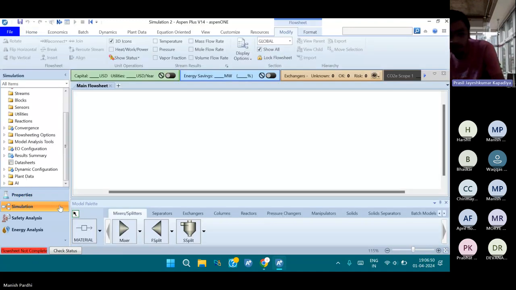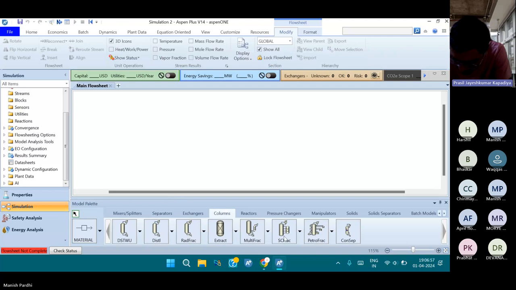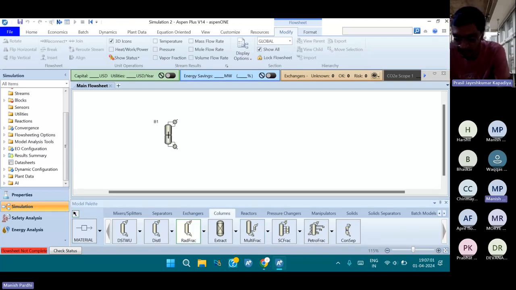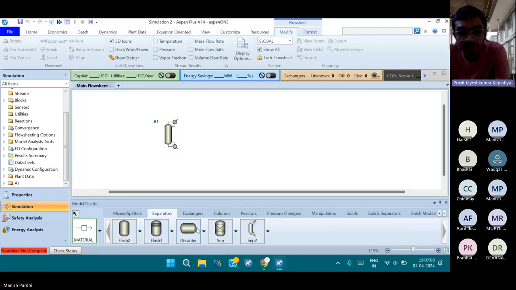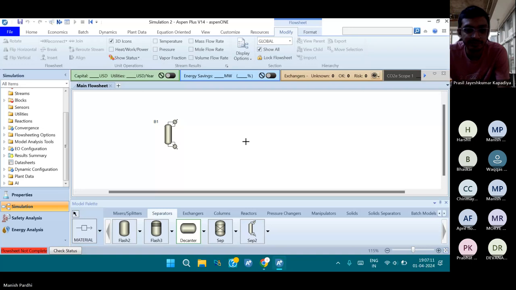Okay, so we need to add flowsheet. So in flowsheet, we have one RadFrac column. Where is that written? Yes, RadFrac column. So add one RadFrac unit. And one decanter. No, decanter will be in. Yes. Okay, now add two feed streams.